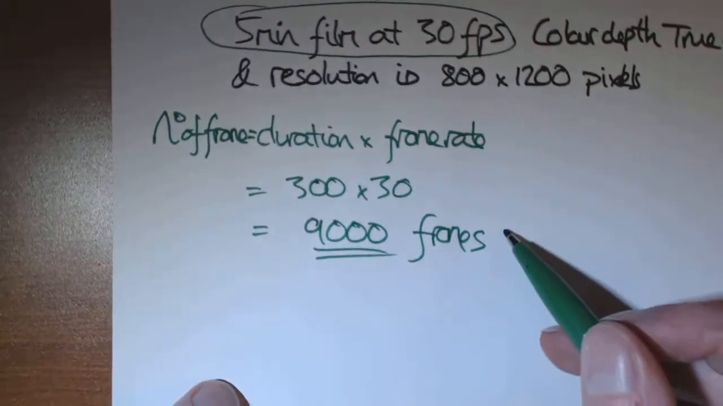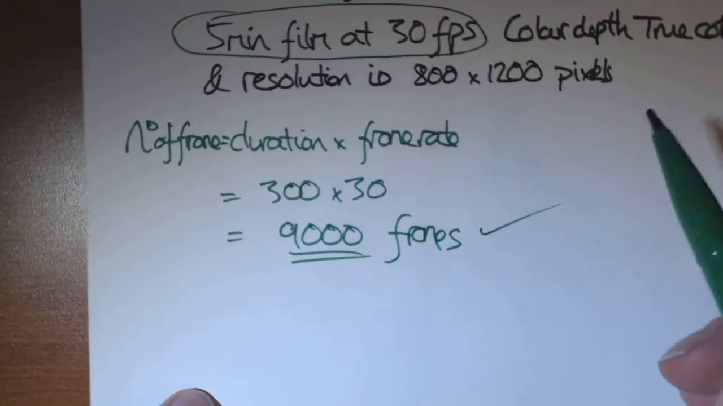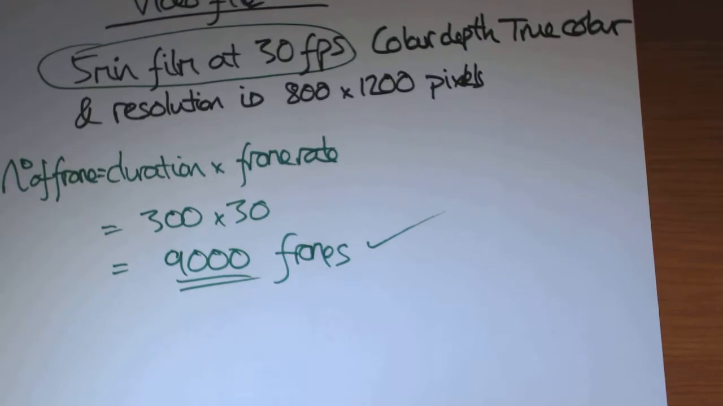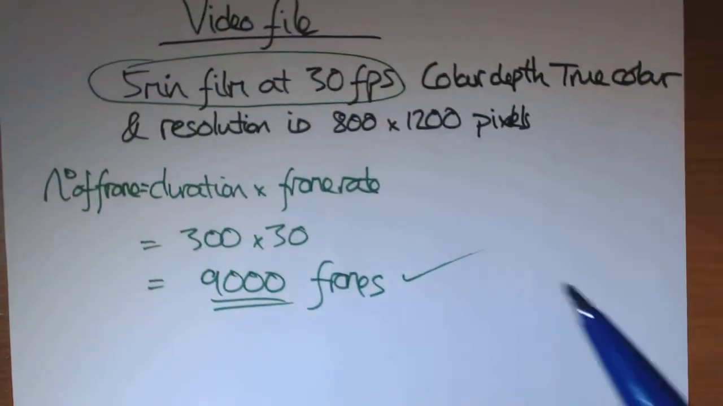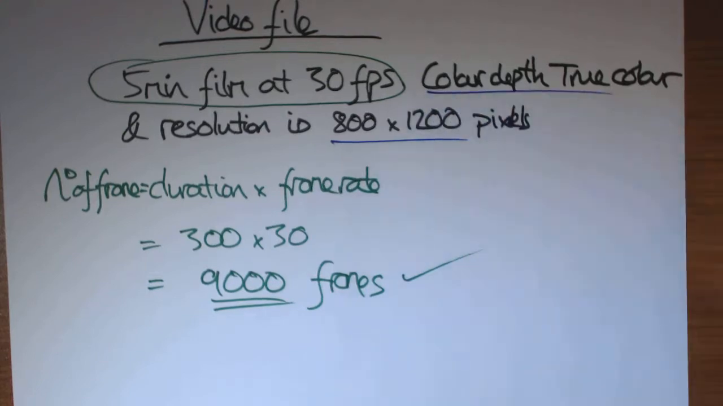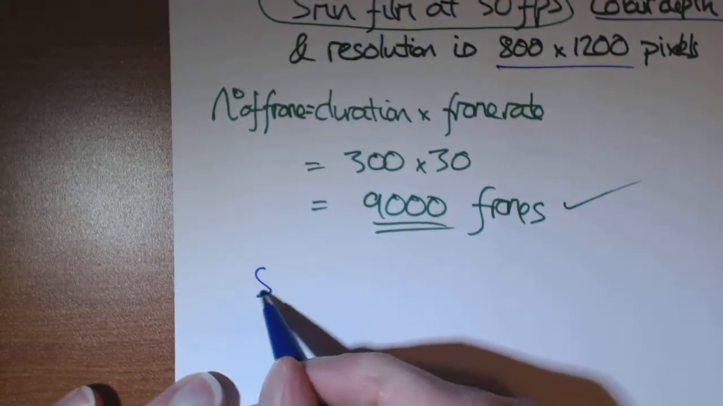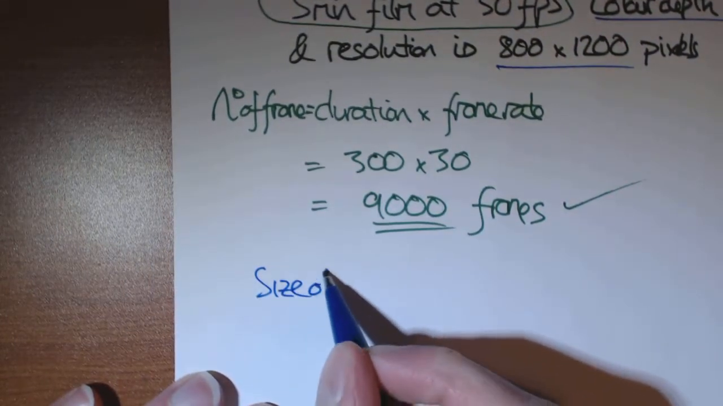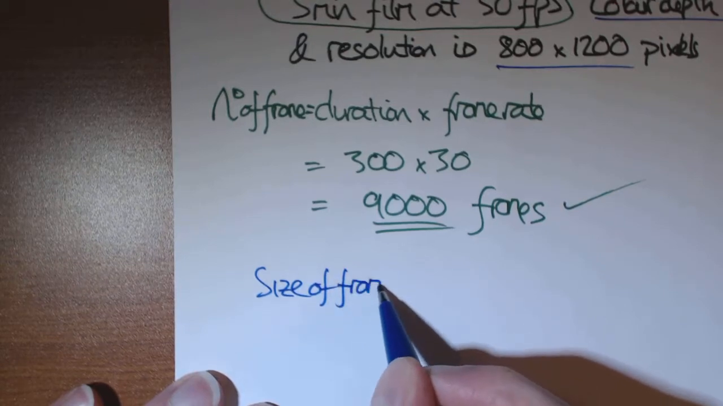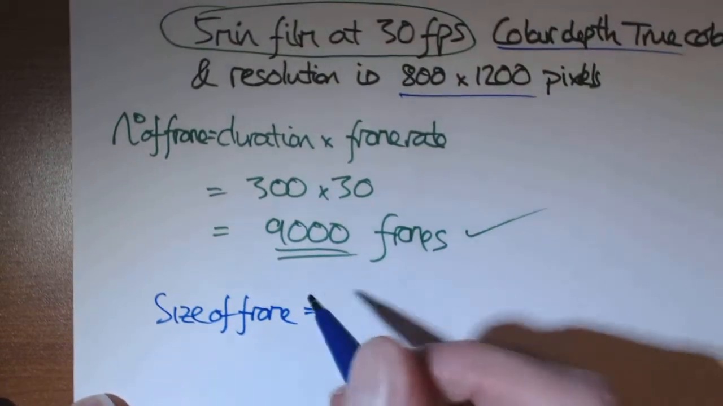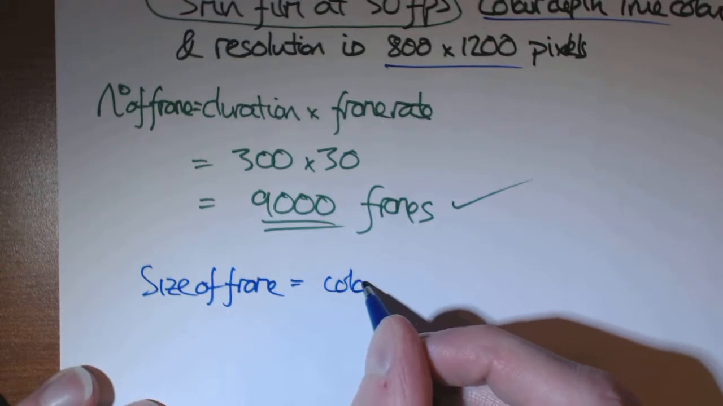So that's us halfway there. Now we need to work out, what's the size of one frame? So I'll get another colour pen. One frame is where we use this and that. So we can say, size of frame is equal to your colour depth.